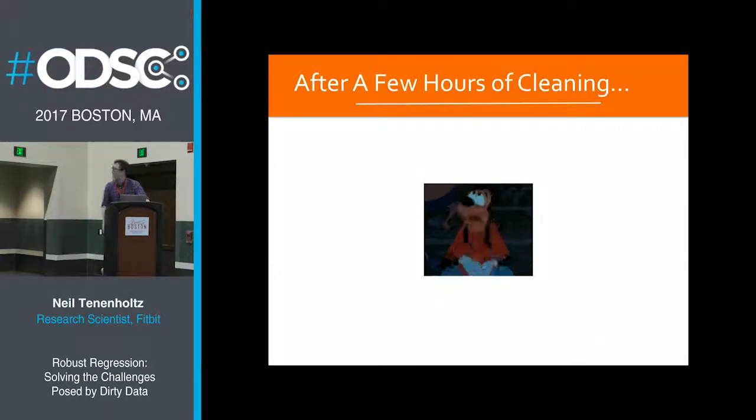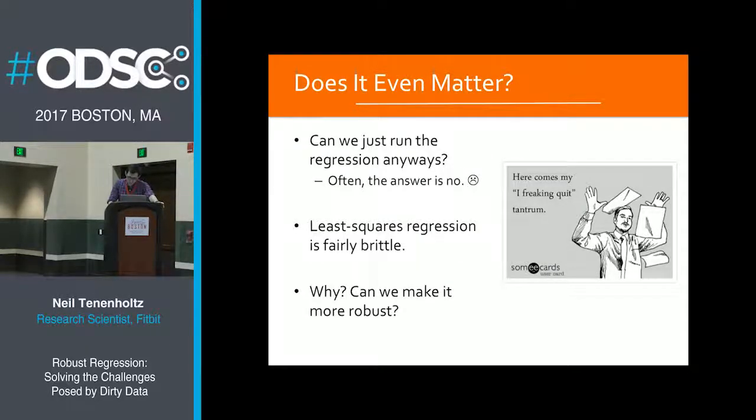And so after a few hours of cleaning, you get to feel something like this, and you just want to give up, and you're not having a good day at this point. So maybe your response is like, screw it. I'm just going to run the regression anyways, see if it works, and maybe it will, and I'll be happy, and life will be hunky-dory.